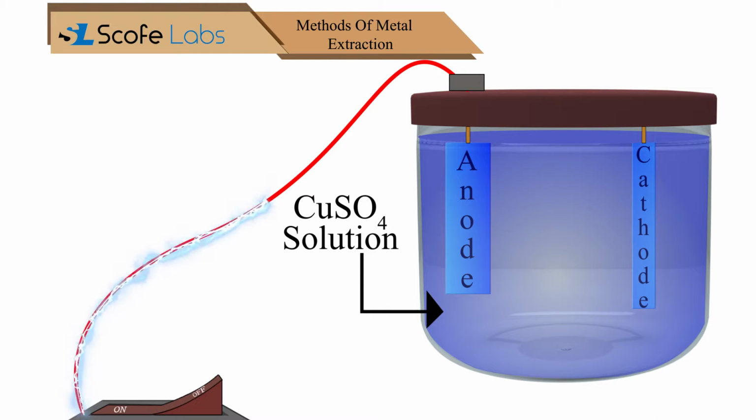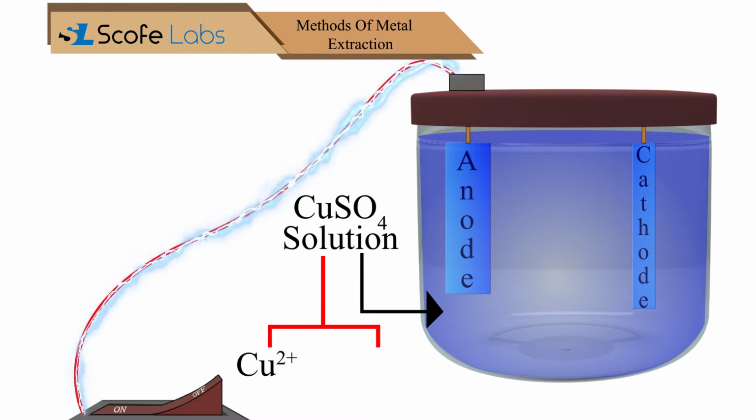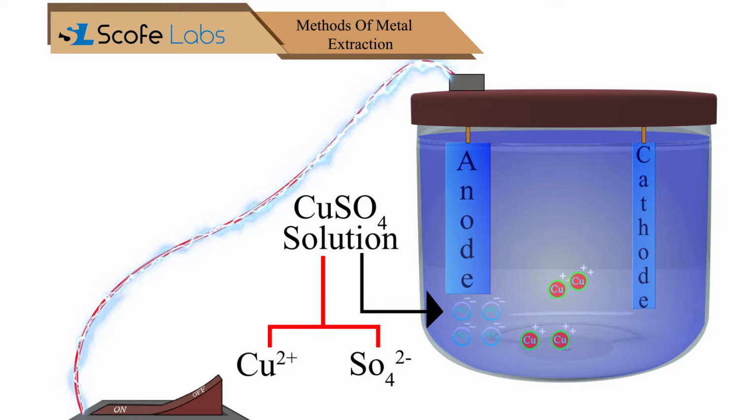When current is passed through the solution, the CuSO4 electrolyte splits into copper ions and sulfate ions. Copper ions from the electrolyte get attracted towards the cathode. The copper ions gain 2 electrons from the cathode, and deposit as pure copper atoms on the thin copper rod.